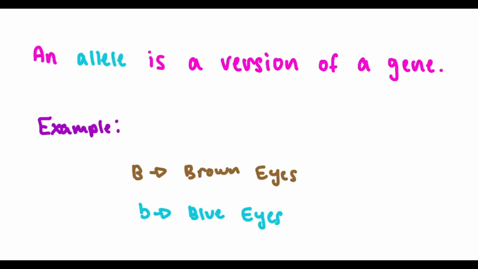Before we talk about the Hardy-Weinberg equations, there's some basic vocabulary we need to know. One of these terms is an allele. The definition of an allele is a version of a gene. An example of this, let's say that a big B allele codes for brown eyes and a little b allele codes for blue eyes. This is a version of a gene and will lead to certain traits.